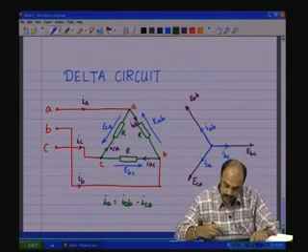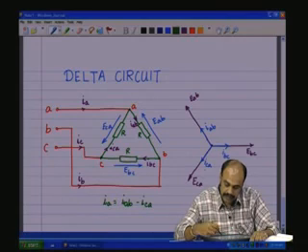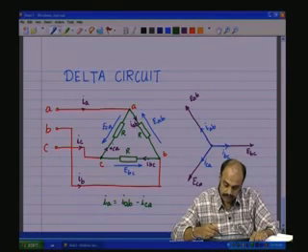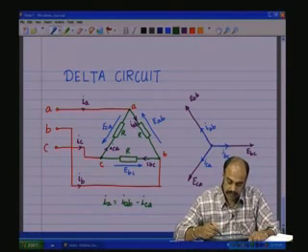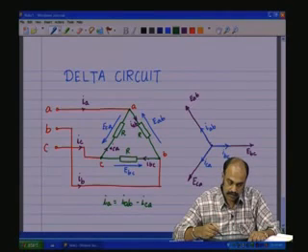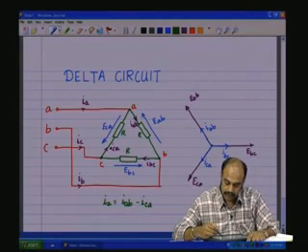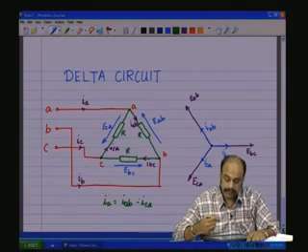Now, here if you look at IA minus ICA, so minus ICA is going to give you the current, the resultant current.